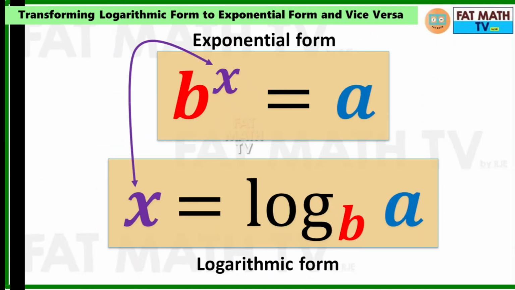So here we have the exponential form b raised to x equals a. The equivalent logarithmic form of this is x equals logarithm of a to the base b. So what you can see, the exponent there in the exponential form is what's on one side of the equation for the logarithmic form. And the base b in the exponential form is still the base in the logarithmic form.